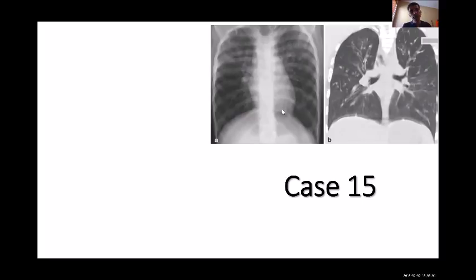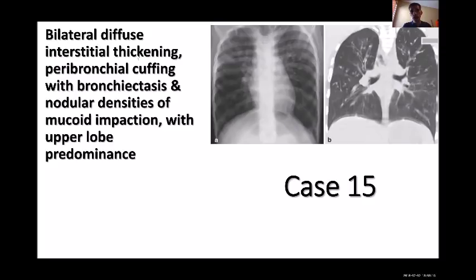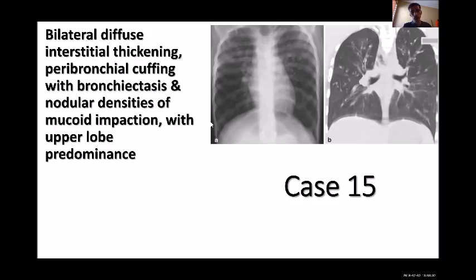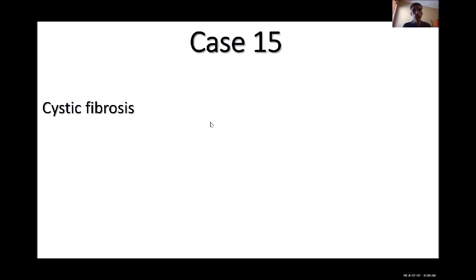Anything else? The lower lobes. Yeah, well, it's hyperinflated on the lower. There is diffuse increased density in these areas. There is bronchial dilatation. So bilateral diffuse interstitial thickening, peribronchial cuffing with bronchiectasis, nodular density of the mucoid impaction with upper lobe predominance. Remember, the case is a 9-month-old boy presenting with a chronic cough, failure to thrive, and sweat chloride is positive. So the diagnosis is cystic fibrosis.